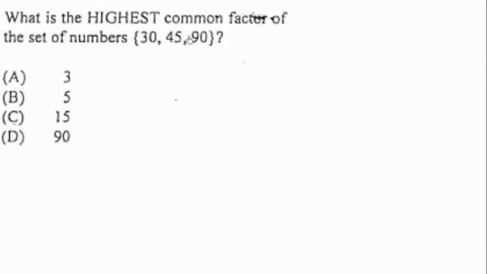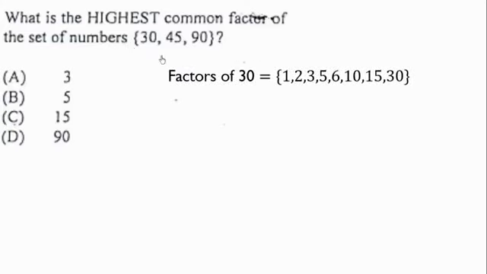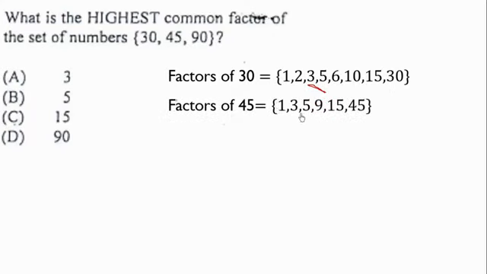What is the highest common factor of the set of numbers 30, 45, and 90? So we list the factors of 30 to be 1, 2, 3, 5, 6, 10, 15, and 30. The factors of 45 are 1, 3, 5, 9, 15, 45.